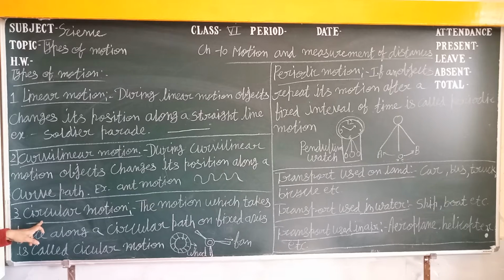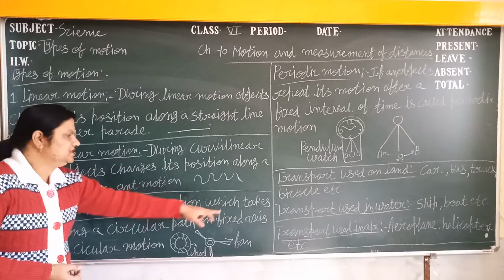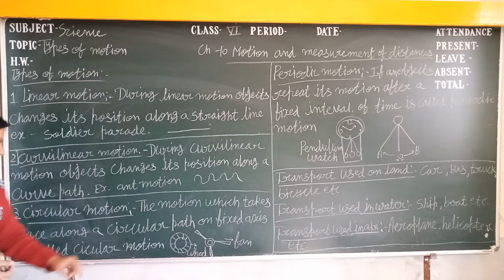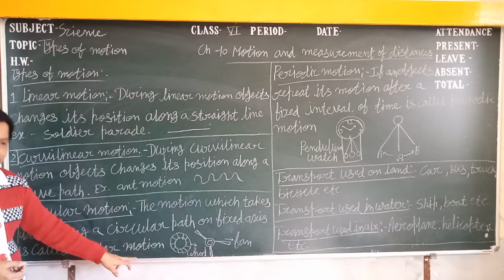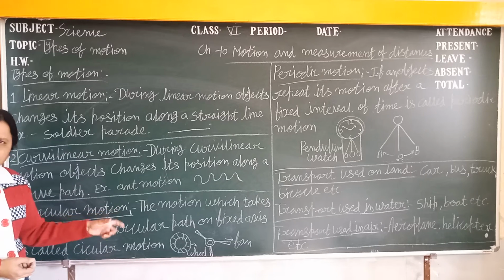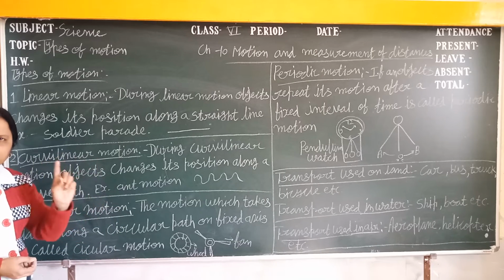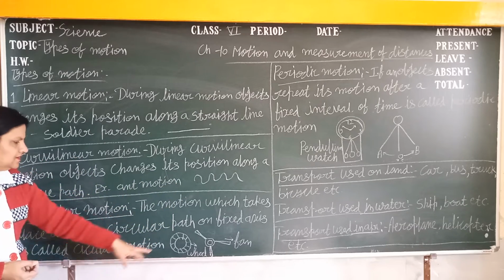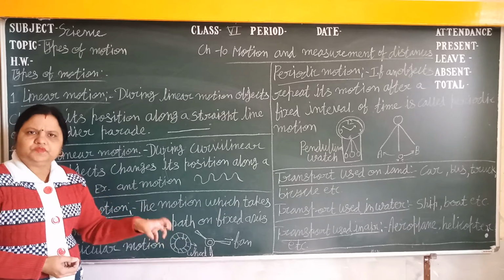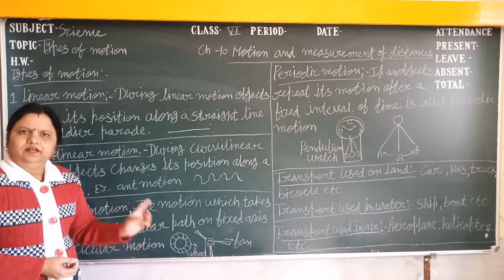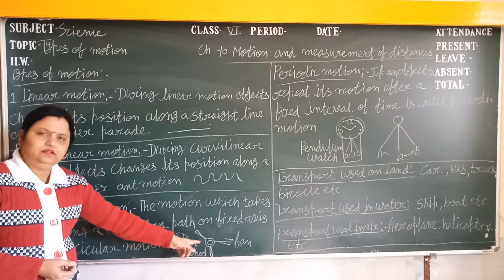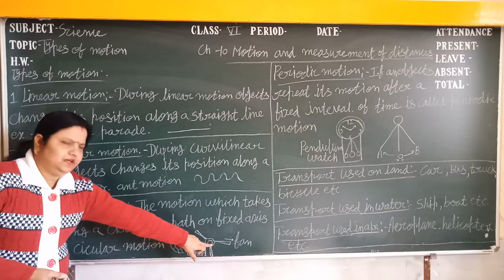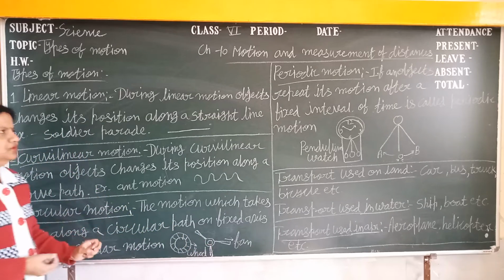Next, circular motion. The motion which takes place along a circular path on a fixed axis is called circular motion. This means in circular motion, an object moves around a circular path on a fixed axis. Just like we can see a pen, it rotates in a circular path on a fixed axis. So the pen is an example of circular motion.